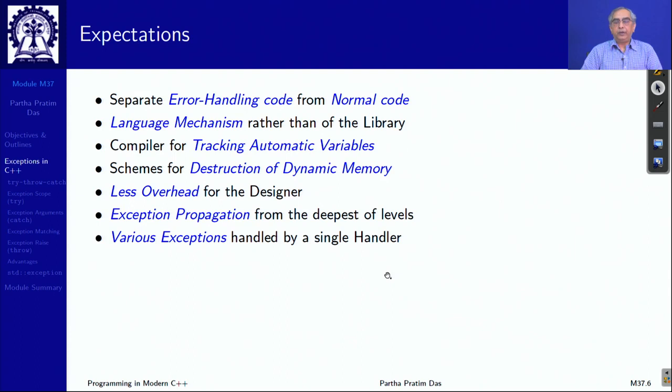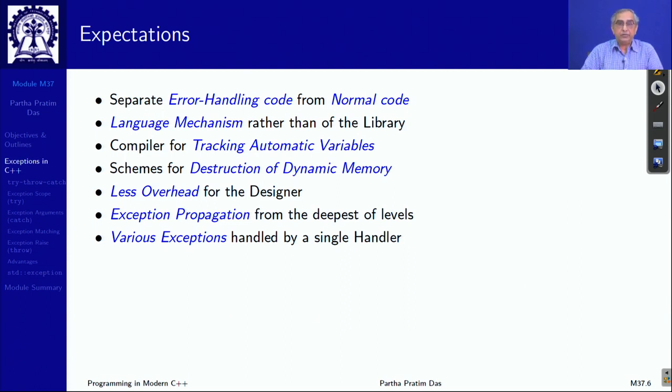These are a few characteristics that are desirable and incidentally are supported in C++. The first thing is it allows us to separate the error handling flow code from the normal code. In C, this was not possible. As we saw, they are all mixed up. Here, exception flow and the normal flow are separated in the program at distinct spaces. It is a language mechanism rather than support from the standard library as we saw in C.